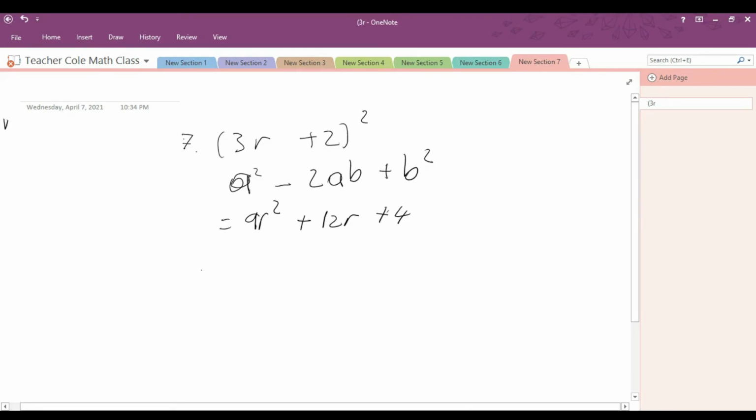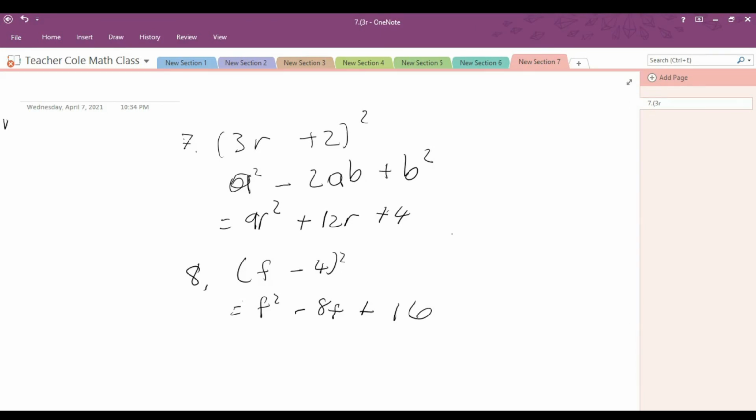Alright, we're going to work number 8 on this one as well. And it says f minus 4 all squared. Still using the formula, which is equal to a squared. That will be f squared minus 2ab. 4 2's 8. That will be minus 8f. Alright, plus b squared, 4 squared is 16. And that sums it up in solving these binomial expressions. The formula that we used was a squared minus 2ab plus b squared.